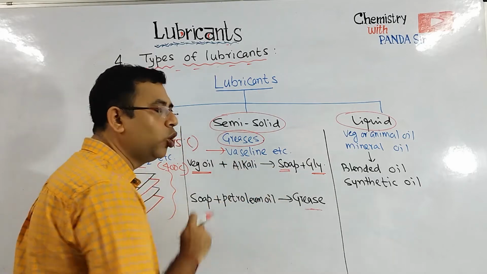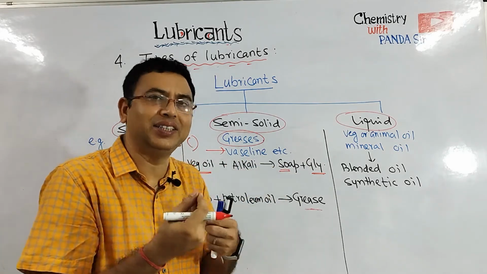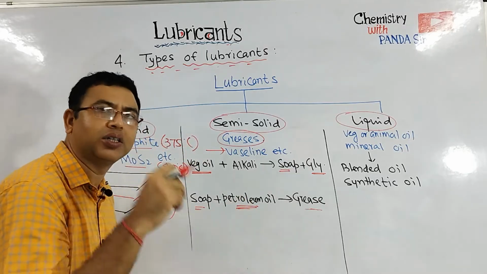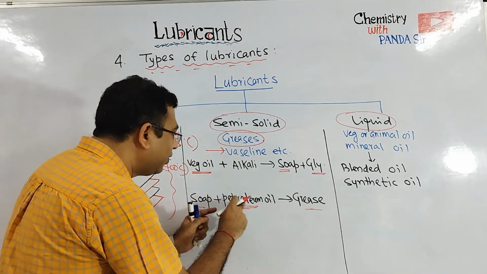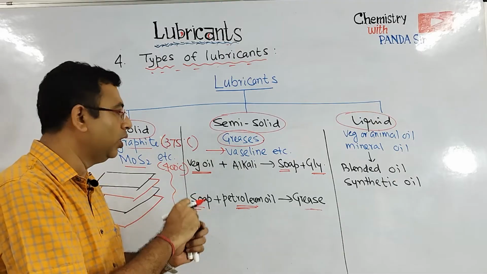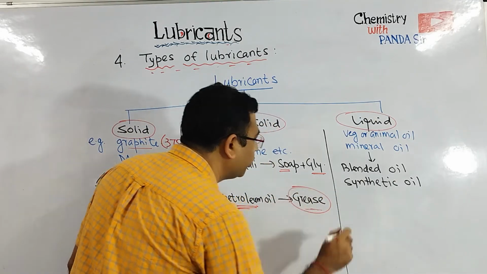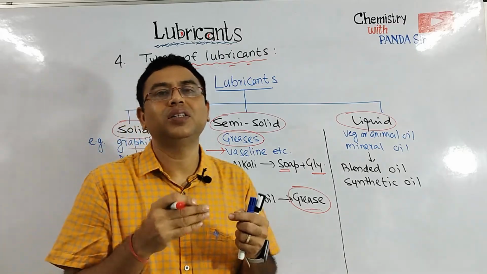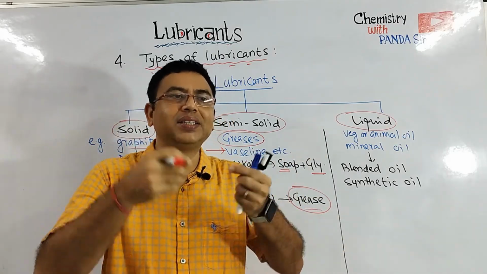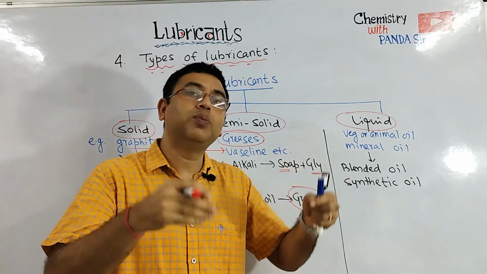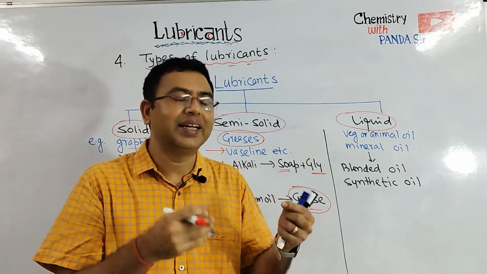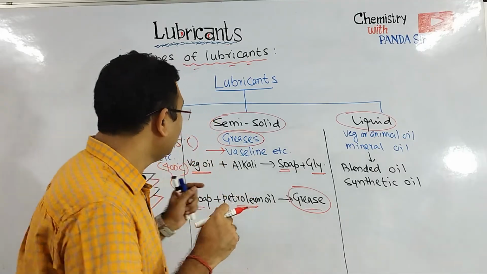Now this soap basically acts as a thickening agent, because now this soap we are adding with the petroleum oil or the mineral oil. The soap mixes with the petroleum oil and gives you the end product, which is a grease. Okay, now the properties of the grease we can change by adding some different additives. If I want higher thermal stability, we can add some inorganic filler like talc.